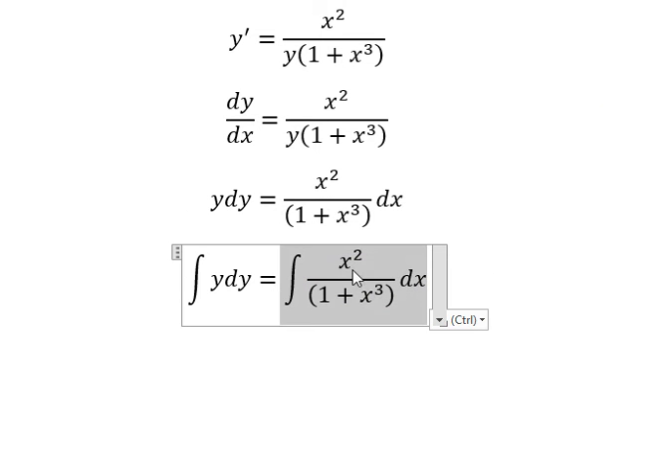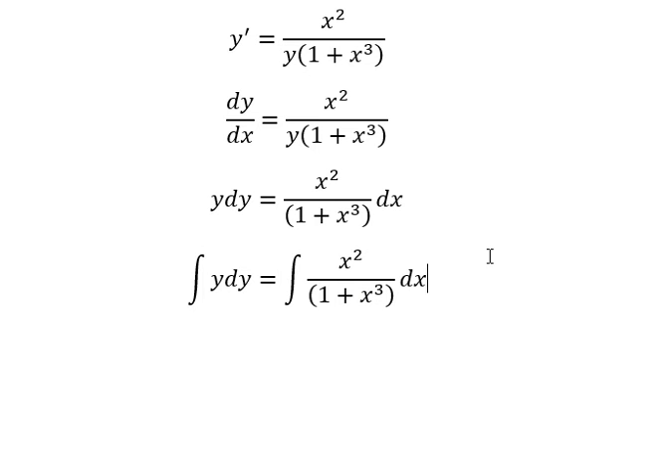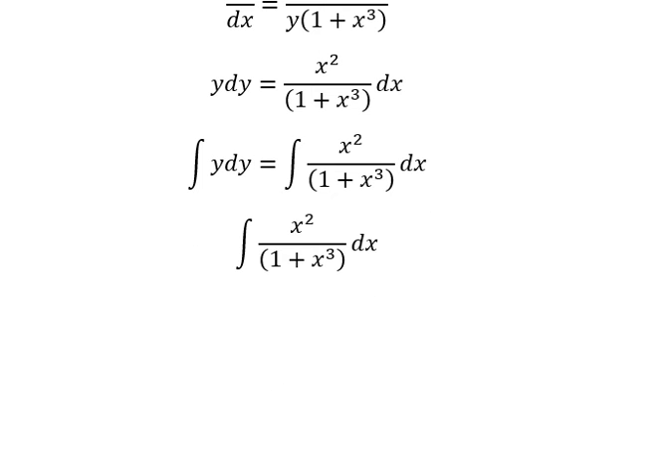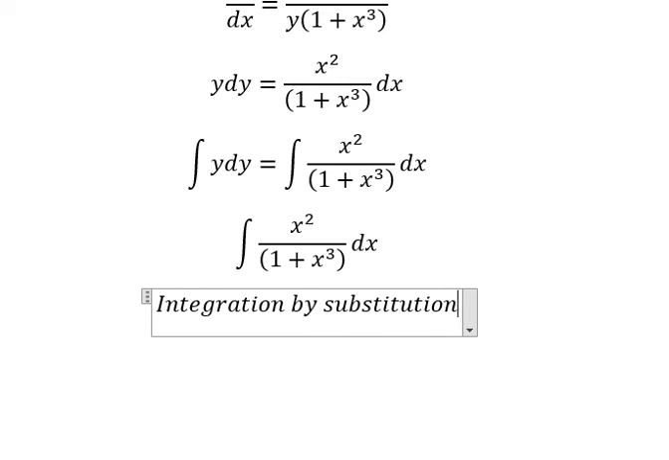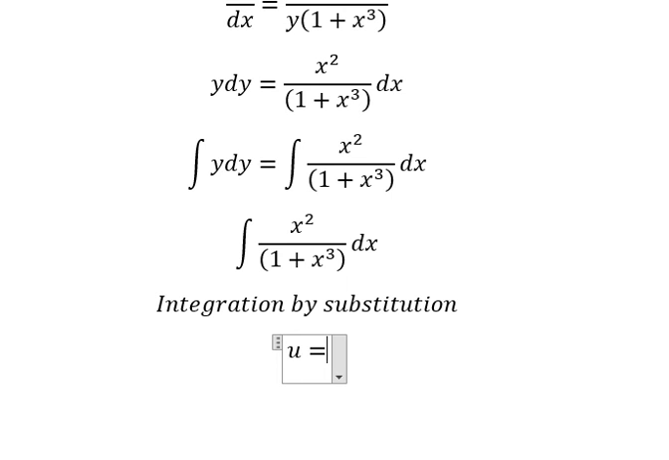Now I will concentrate on this one first. We need to use integration by substitution. So I will put u equals 1 plus s to the power of 3.